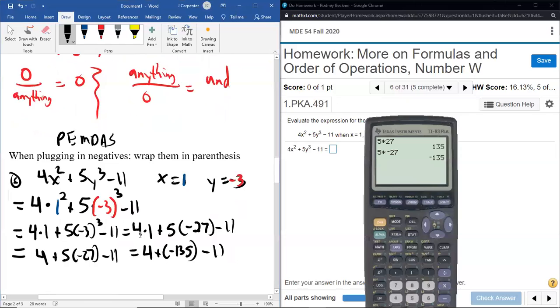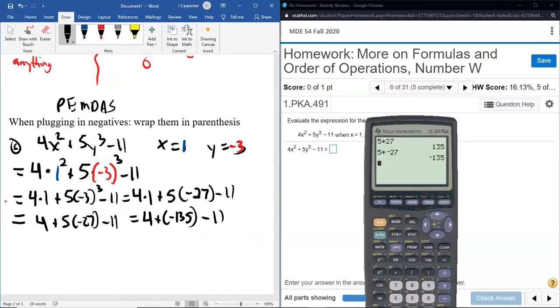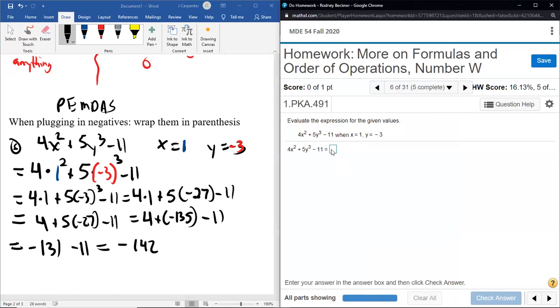Looks good. That's a 4. That was our negative 27. That's our negative 135, minus 11. No typos, no mistakes. Good. 4 plus negative 135, so we have an addition and subtraction. Do them from left to right in the order you see. These are different signs. 135 minus 4 is 131. The larger number is negative, so keep it negative. Then the minus 11. These are the same signs, so we add and keep the sign. So negative 142.